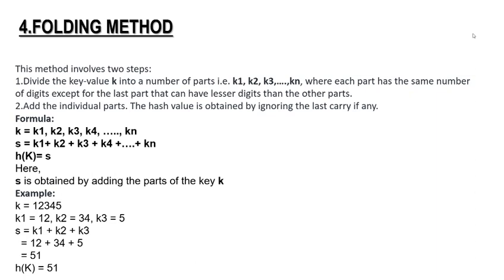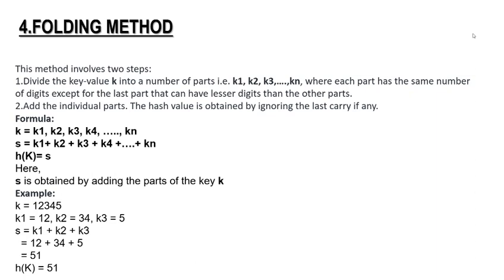This method involves two steps. First of all, dividing the key value k into a number of parts, that is k1, k2, k3 and so on up to kn, where each part has the same number of digits except for the last part that can have fewer digits than the other parts.